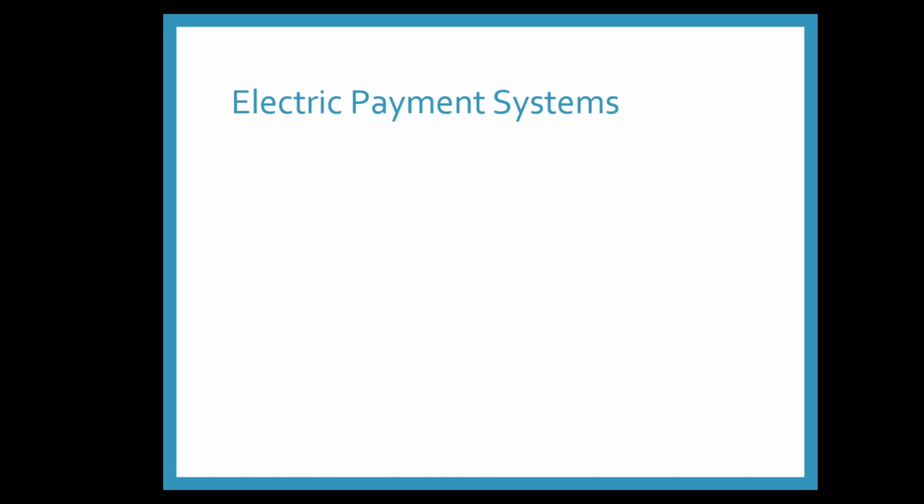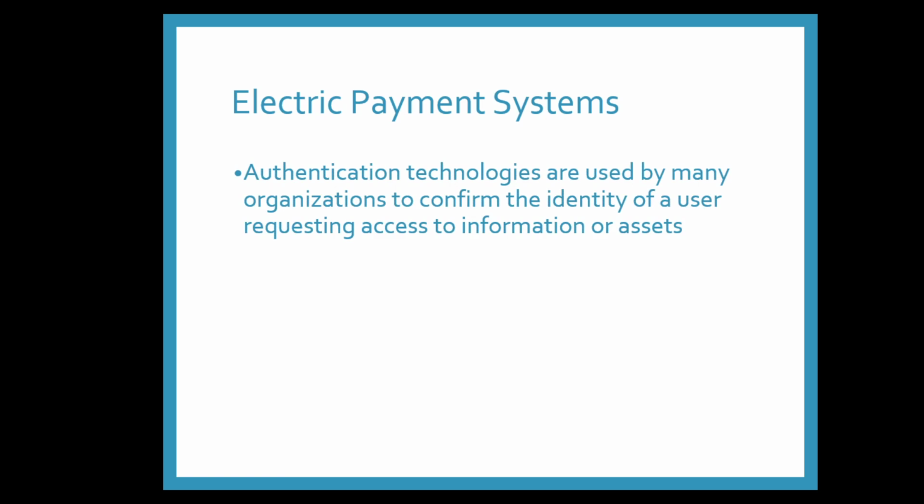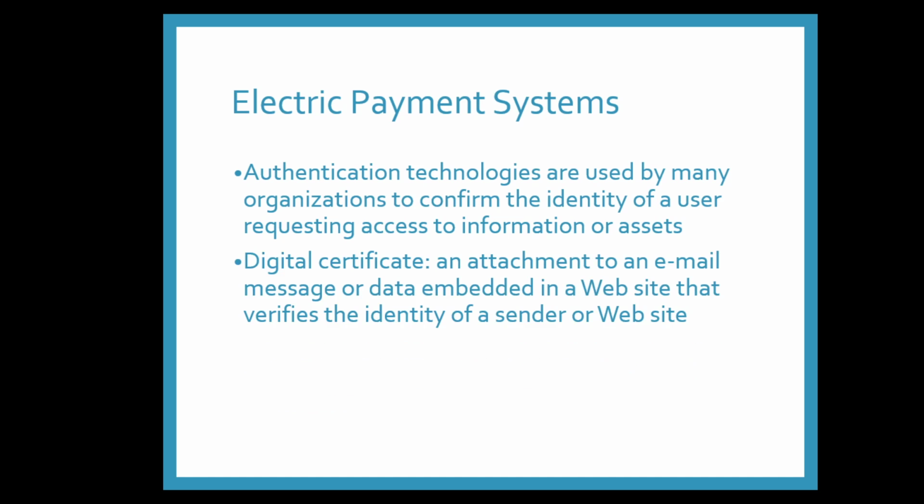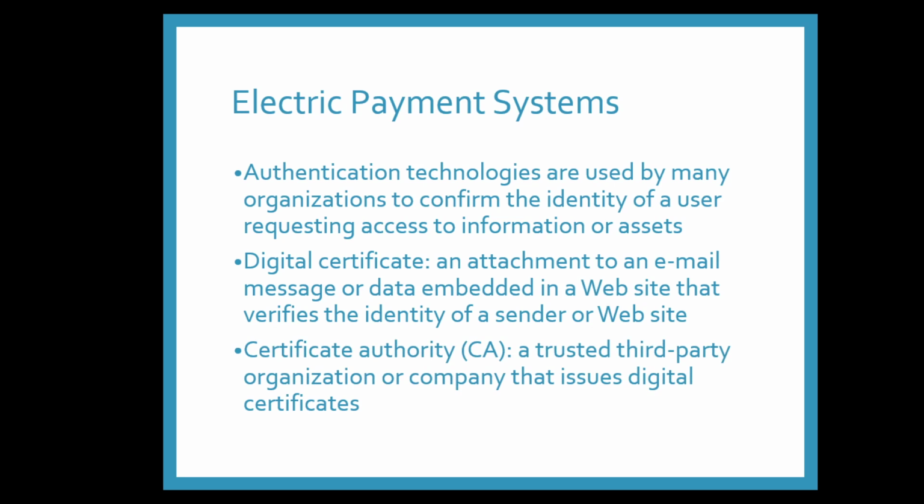So now let's go to electronic payment systems. These are basically authentication technologies used by many organizations to confirm the identity of a user requesting access to information or assets. Digital certificates are just an attachment to an email message or data embedded in a website that verifies the identity of a sender or website. A Certificate Authority is a trusted third-party organization or company that issues digital certificates.